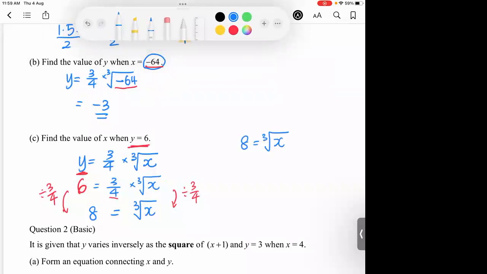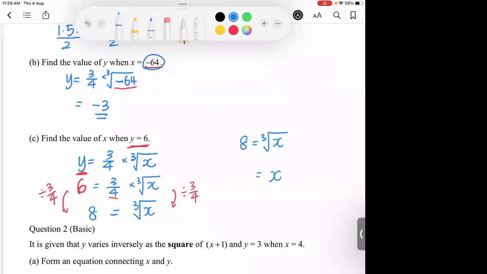how to undo the cube root? What's the opposite of cube root? Anyone knows? Y'all long time never study, is it? No response. What's the opposite of cube root? Really don't know. Okay, the opposite of cube root, everything cube.